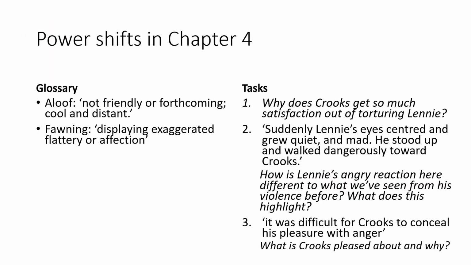So let's have a little look at some power shifts. For this, I want you to focus on the rest of chapter 4. So I've got a glossary for you. This is from shortly after the first 2 paragraphs when Crooks and Lenny are speaking. So you've got the word aloof, which means not friendly or forthcoming, being cool and distant. And then you've got the word fawning, which means displaying exaggerated flattery or affection. You will come across those words in the rest of chapter 4.